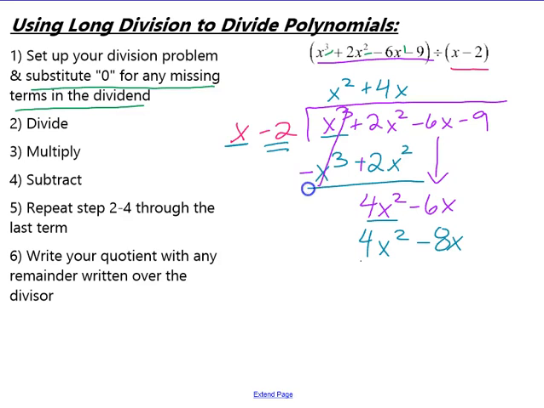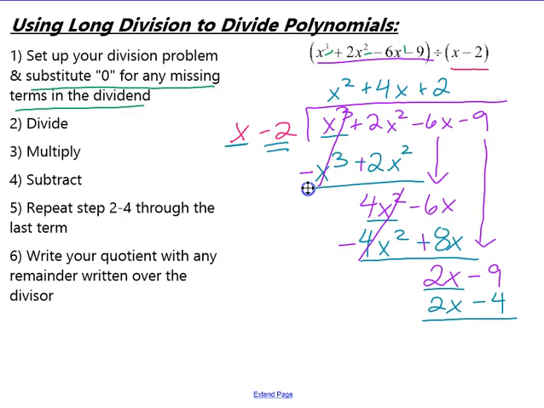And then we'll continue. We're going to subtract down. So again, change your signs and then subtract. 4x squared minus 4x squared cancels out. Negative 6x plus 8x gives you a positive 2x. And then bring down your next term, our minus 9. Then we're going to take 2x and divide it by x, which gives us a positive 2. And then let's multiply. 2 times x is 2x. 2 times negative 2 is negative 4.